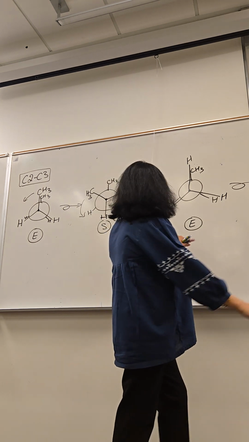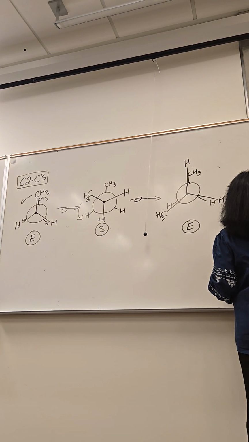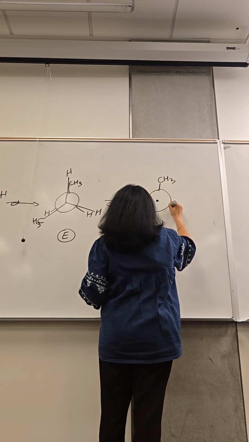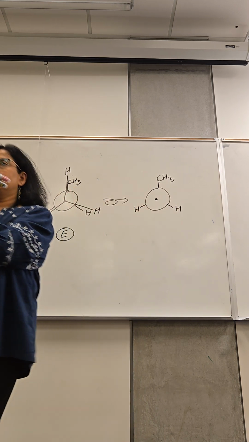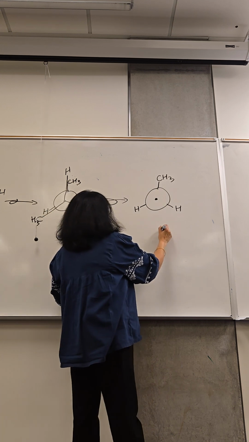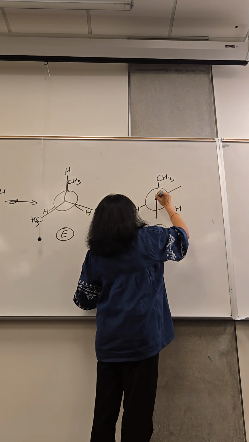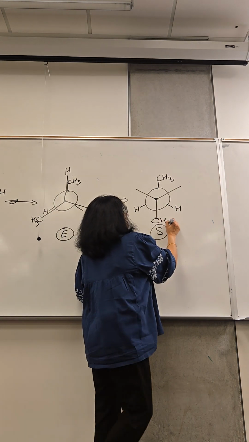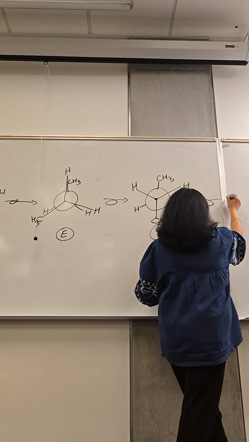Another one. 60 degrees, going anti-clockwise, only moving the front, not moving the back this time, right? So only moving the front. Back is fixed. So eclipse will become what? Staggered. And this time staggered. The front, what's on this bond? CH3. What's on the other one? Hydrogen.